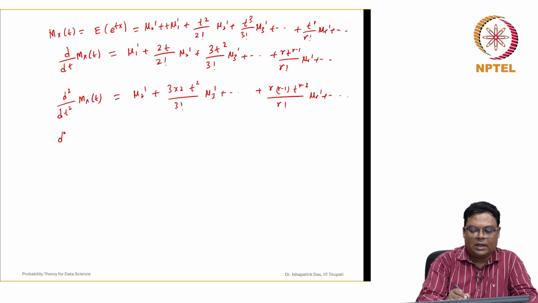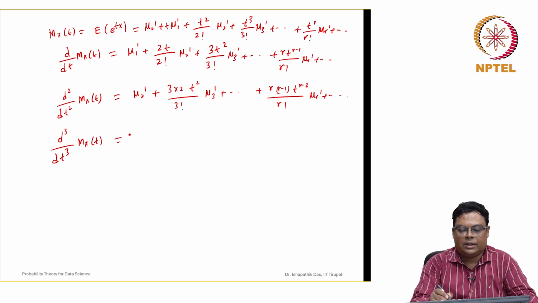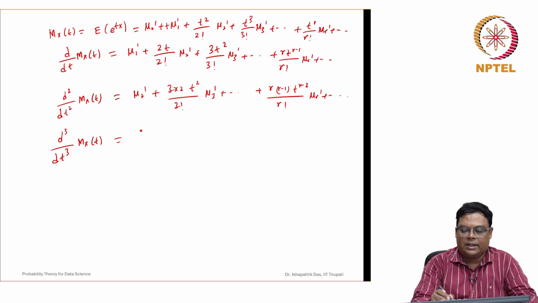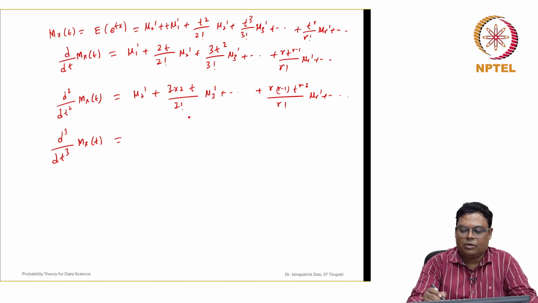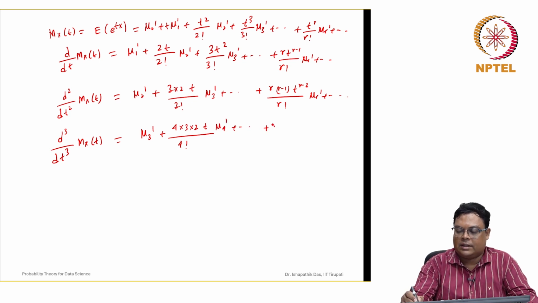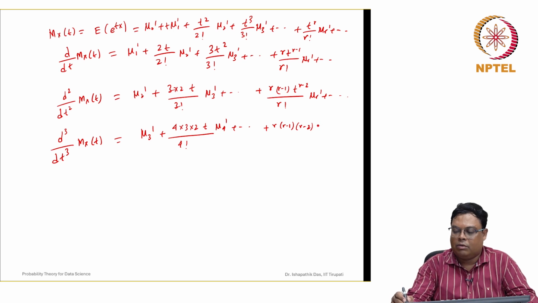Now again if you differentiate this function M_X(t) with respect to t, this becomes a constant. Now this is 3 into 2, 6, and this is also 3!, so it cancels. Then differentiating, this becomes μ3' plus some more terms, and now we can see some kind of trend. This will be 4·3·2·t/4!·μ4' plus like this, and r(r-1)(r-2)·t^(r-3)/r!·μr', and so on.